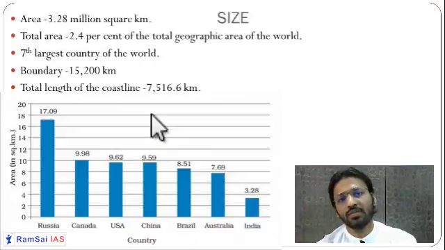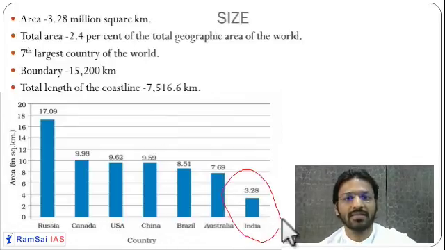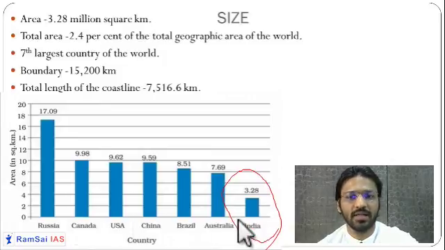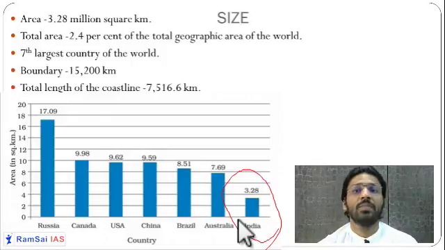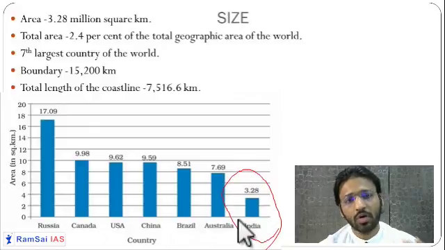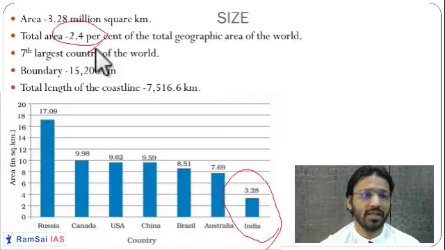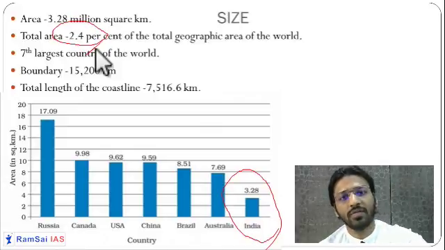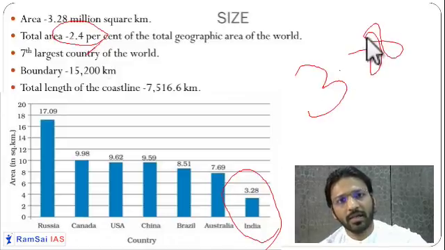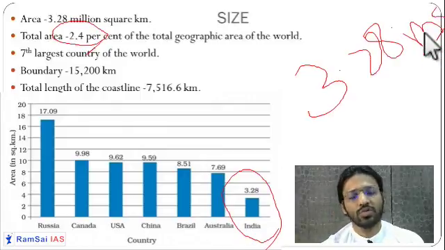Now in terms of the geographical size and territorial extent of the country, we are the seventh largest country. First is Russia, then Canada, USA, China, Brazil, Australia, and then we are seventh. But we have the second largest population in the world. Our area is 2.4% of the total geographical area of the world, which is 3.28 million square kilometers. Getting it?